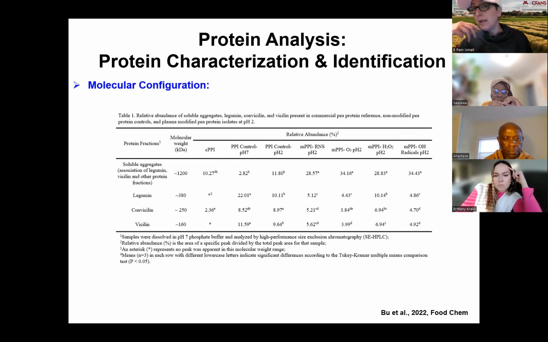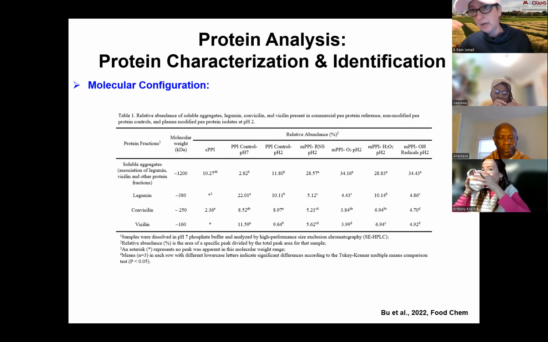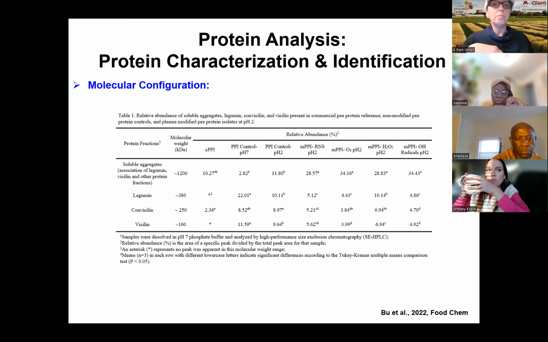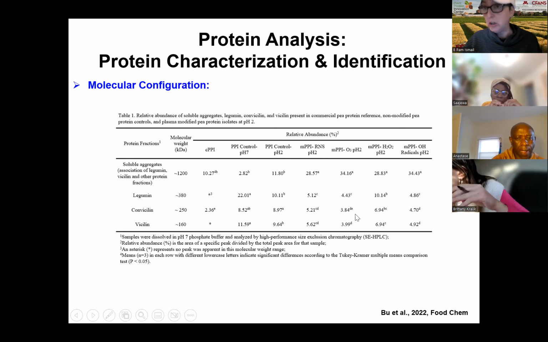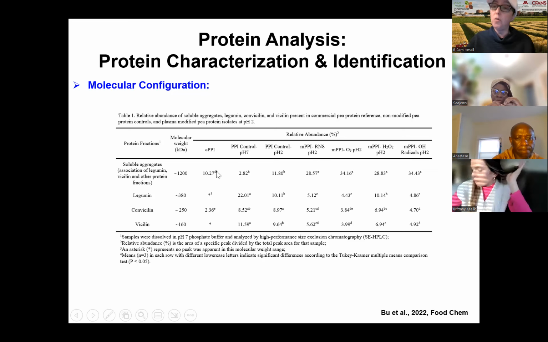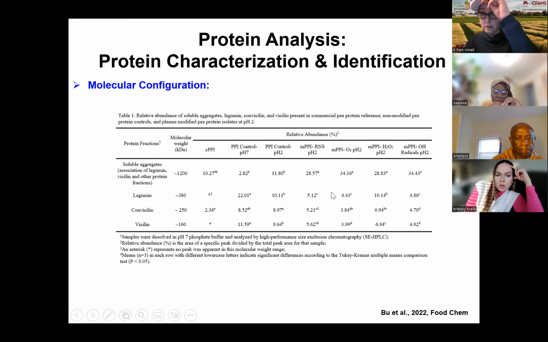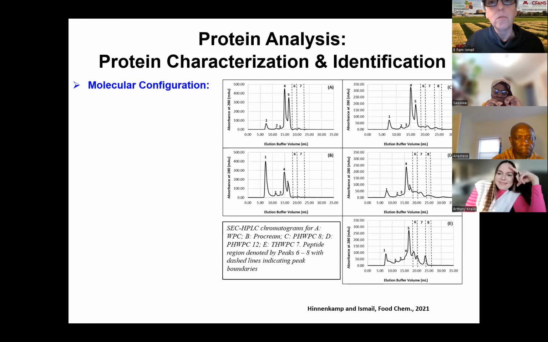When you run on any HPLC, you have to filter your sample. And when you run your sample through filter, all your aggregates are filtered out. So you don't see aggregates in the chromatogram. They will anyway clog your column if you don't filter. So when we did cold plasma, we saw a large amount of soluble aggregates and a little bit of functional proteins in comparison to a commercial pea protein, and it had much higher functionality, especially gelation.